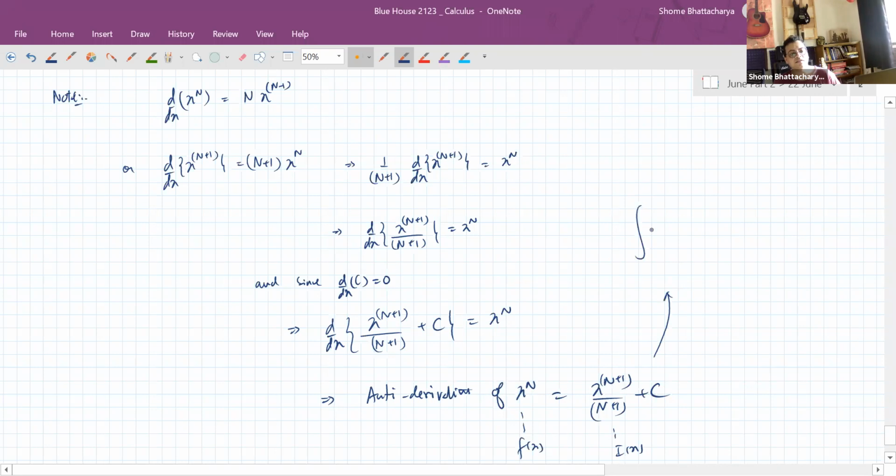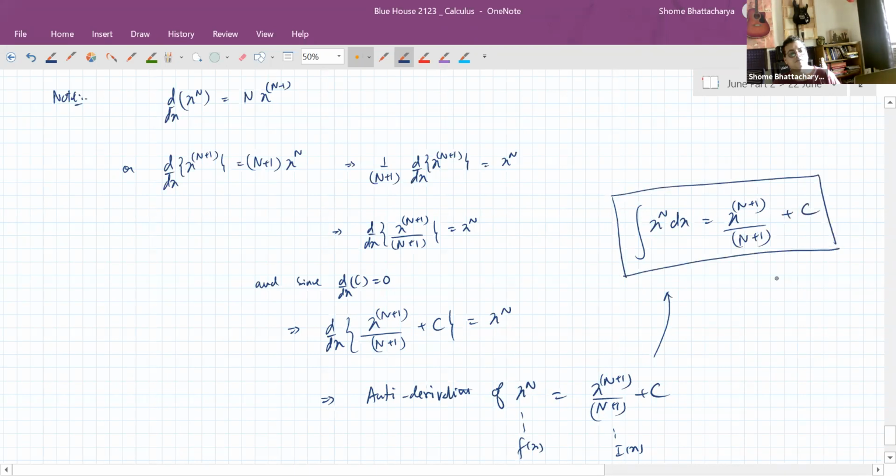This tells us that integration of x to the power n with respect to x is given by this formula, but for n not equal to minus 1. It is valid for all values of n other than minus 1, because with minus 1 the denominator will become 0, so this formula will give us an undefined value. So this is the basic formula for integration of algebraic functions.